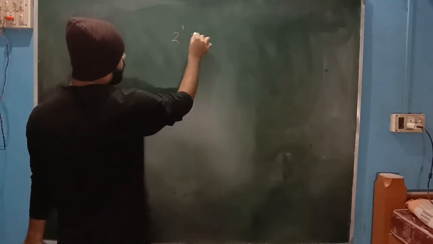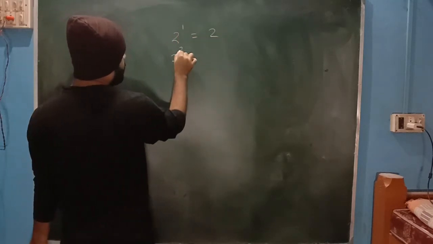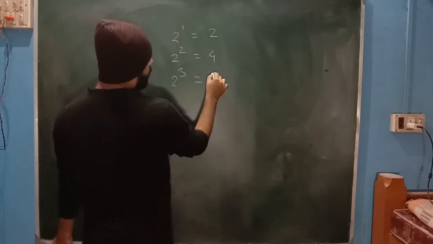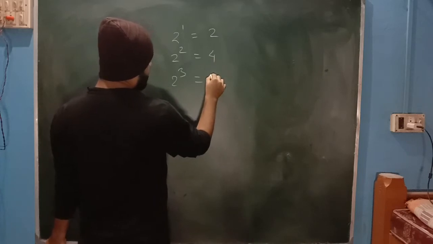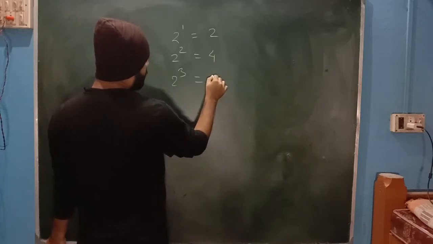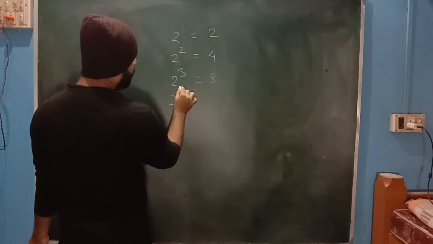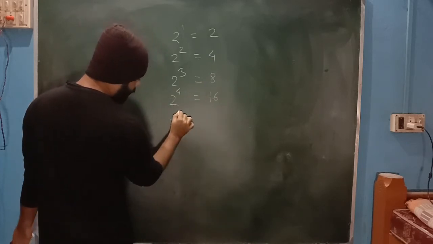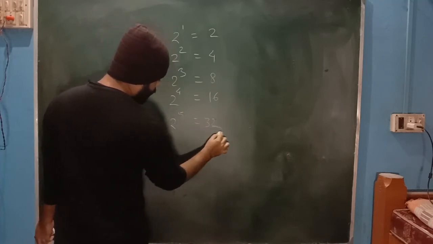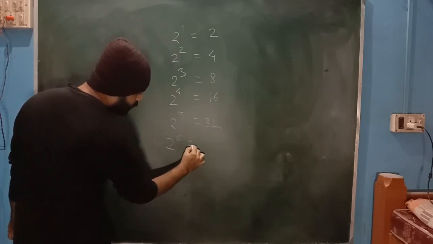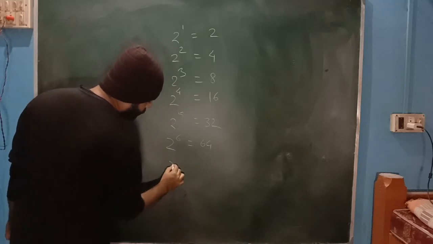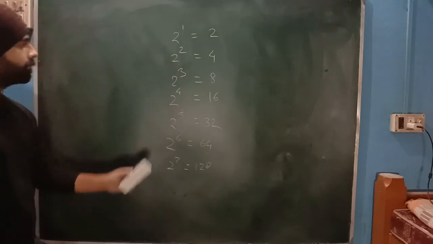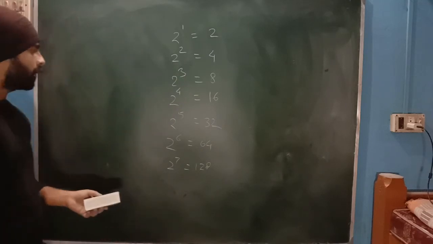So 2 to the power 1 equals 2, 2 to the power 2 equals 4, 2 to the power 3 equals 8, 2 to the power 4 equals 16, 2 to the power 5 equals 32, and 2 to the power 6 equals 64, 2 to the power 7 equals 128. So this is the power table of 2.